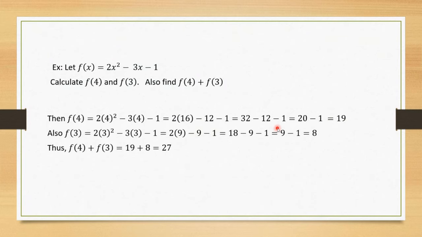So here we get f of 4. Okay, so what is this? This is 2 times 4 squared, 2 times 16. 3 times 4 is 12, or minus 12, minus 1. So this becomes 32 minus 12 minus 1. And so we get 20 minus 1, which is 19.